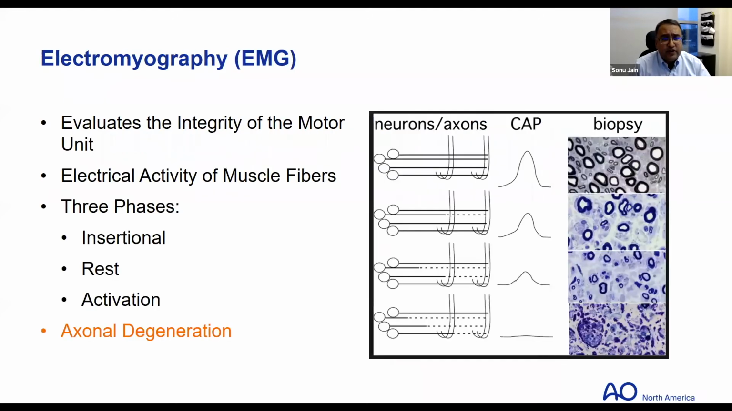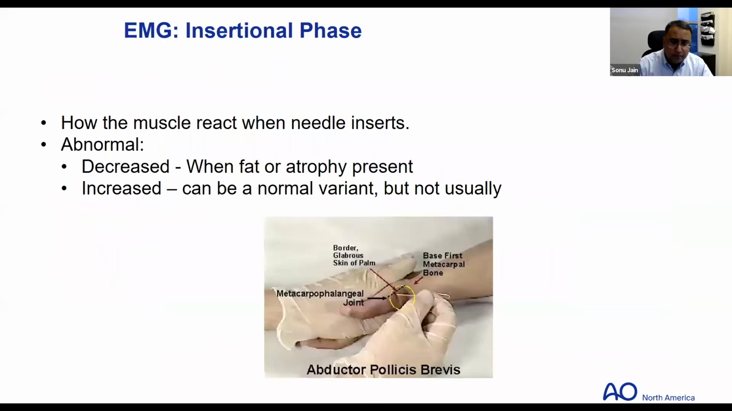Your EMG is going to evaluate the integrity of the motor unit, the activity of the muscle fibers, and you have 3 phases which are really important here. That's the insertional phase where you put the needle in, the rest phase, which is after that, and the activation where you have volitional control. And that will show you if there's any axonal degeneration. So the insertional phase: how does the muscle react when the needle is inserted? You get an abnormal value in terms of being decreased when there's fat or atrophy present, and it's increased when there's a little bit more of a normal variant.